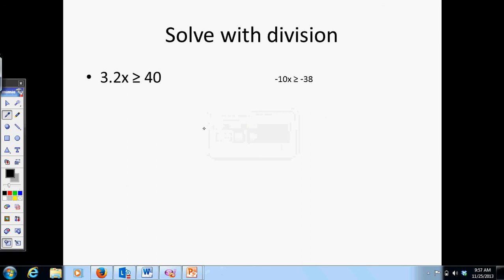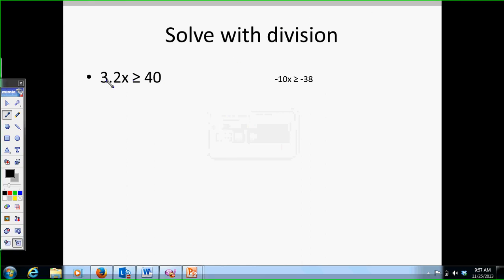Let's solve with division. Here I have 3.2 times x is greater than or equal to 40, so I divide by 3.2 on each side. This cancels or becomes 1, which is x is greater than or equal to, and in my calculator, 40 divided by 3.2 is 12.5.